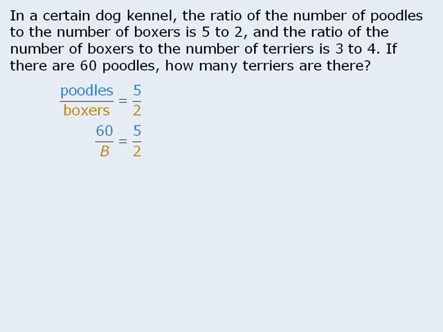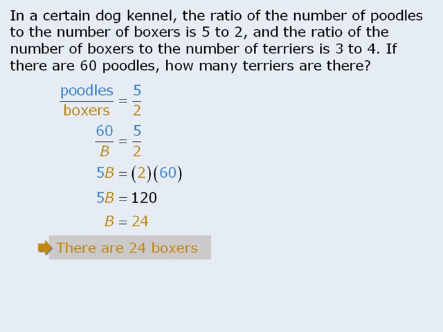We can now solve this equation for b by cross-multiplying, then simplifying the right-hand side, and then dividing both sides by 5 to get b equals 24. Since b represents the number of boxers, we now know that there are 24 boxers.